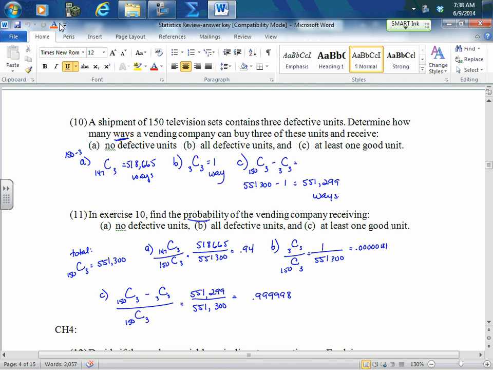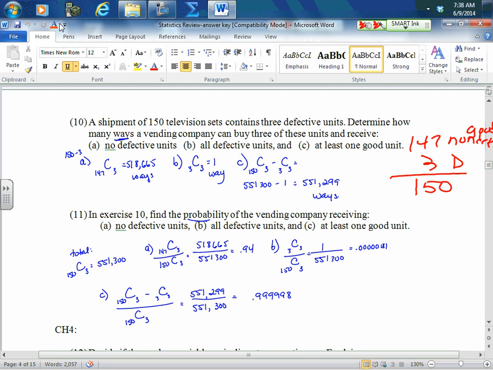Here's your 150. So you start off, you have a total of 150. They contain 3 defective units. So if 3 are defective, how many are not defective? 147. These are non-defective, these are good.